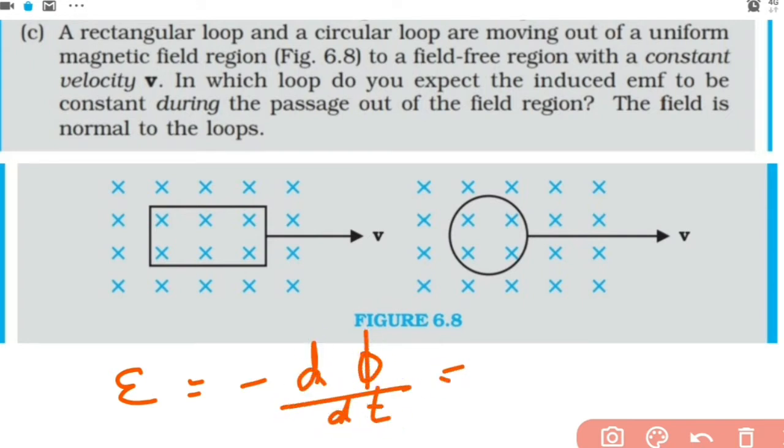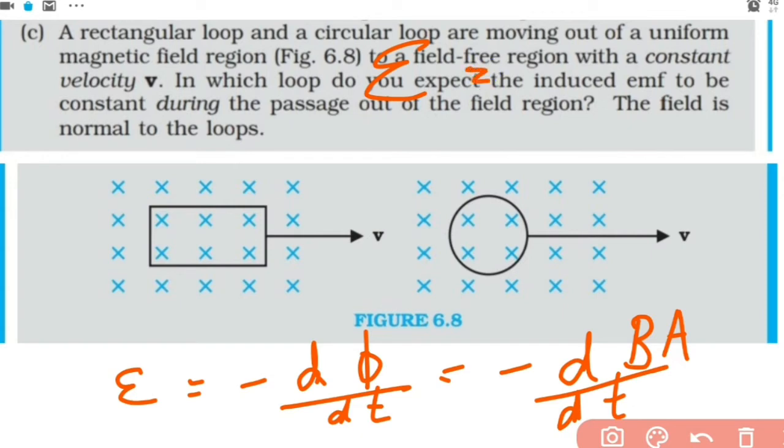And we know phi is B dot A. Here since B and A are in the same direction, B dot A is BA, so it becomes minus d by dt of BA. Here there is no change in magnetic field. Instead, what is changing is area. So here epsilon is equal to minus B into dA by dt. So it is this dA by dt which decides this epsilon.